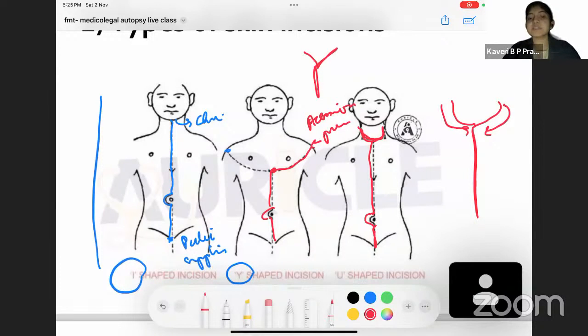So these are the three incisions that you need to know. So what are the three incisions? You have the I-shaped incision, you have the Y-shaped incision, and then you have the U-shaped incision.